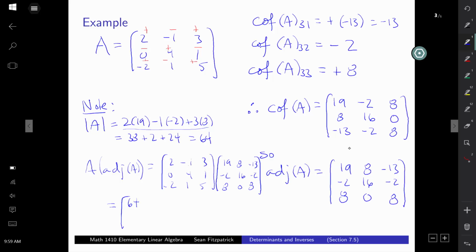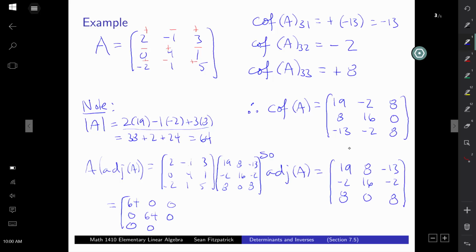Row 1 times column 2, 16 minus 16 plus 0, I get a 0. Row 1 times column 3, minus 26 plus 2 plus 24, 0. Now, row 2, column 1, 0 times 19, 4 times 2, minus 8 plus 8. So 0 minus 8 plus 8, 0. Row 2 times column 2, well, that's the cofactor expansion along the second row. 0 times 8, 4 times 16, 0 times 1, 64. Okay. And if I do row 2, column 3, 0 minus 8 plus 8, 0. Now, row 3, column 1, minus 38 minus 2 is minus 40 plus 40, 0. Row 3, column 2, minus 16 plus 16 plus 0, 0.